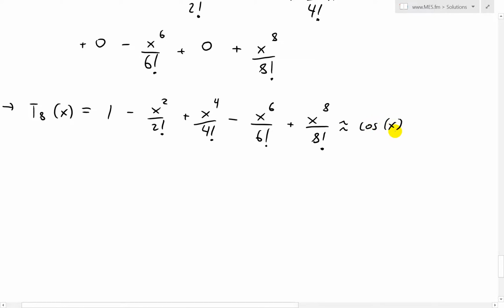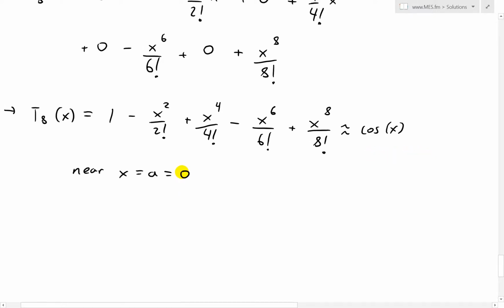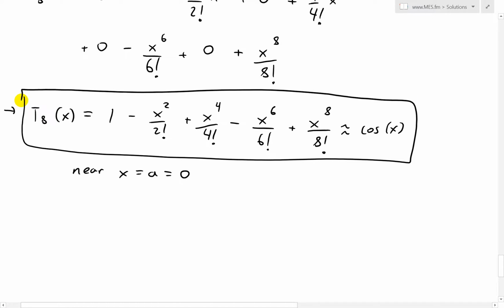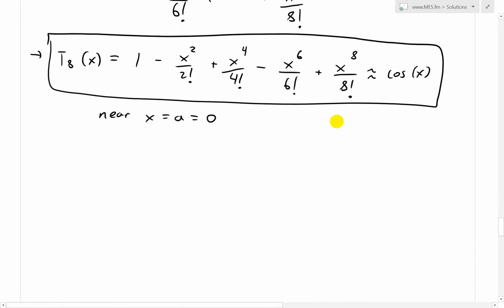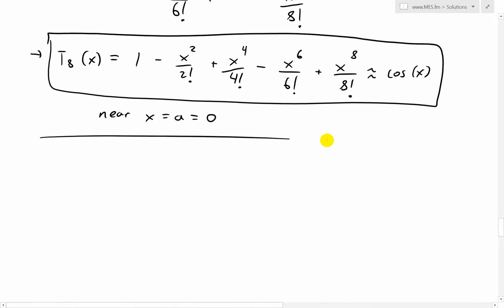So thus this is our 8th degree polynomial, and we're looking to approximate cosine of x, and this is again near x equals a, which equals 0. So I'll just circle this whole thing, and there is our answer, and that's supposed to approximate our function f of x over there.